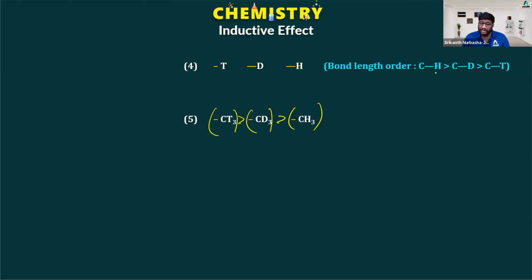So the bond length order is CH bond greater than CD bond greater than CT bond. Why is it so? Okay, I'll explain again, listen carefully. Whenever we have Bohr's theory, which you studied, there we have explained the same logic. So in Bohr's theory, what are the equations we have?